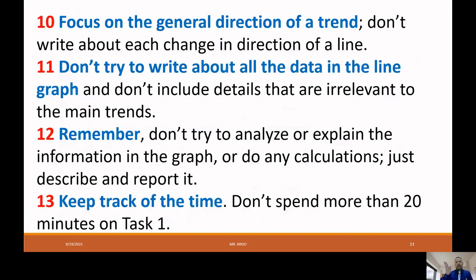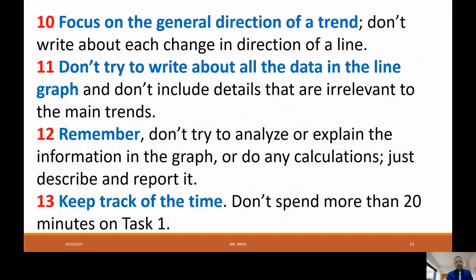Focus on the general direction of the trend. Where is it going? Don't try to write about all the data in the line graph, not specific details, because some details are useless and just extra. Remember, don't try to analyze or extrapolate the information in the graph. Don't say it's rising because of some reasons.